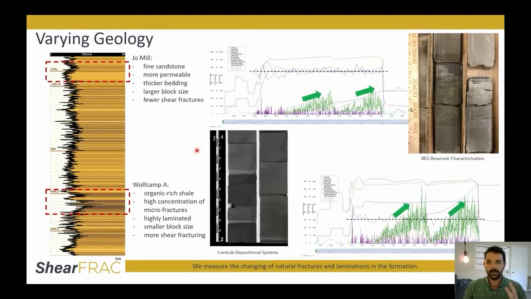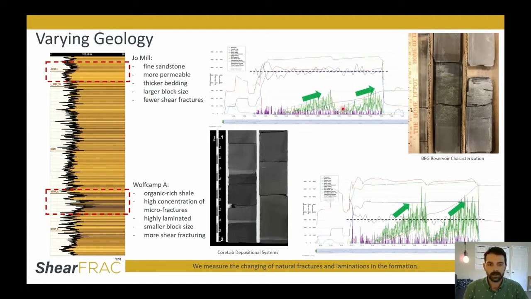So here you can see the measurement we've got is very different depending on the rock that you're in. So this is an example from the Midland Basin with a recent client that we worked with. They had some Joe Mill wells and they had some Wolfcamp A wells, as well as other wells in between. And you can see this is something that we can do. We can go in and just measure. You don't have to make any changes.